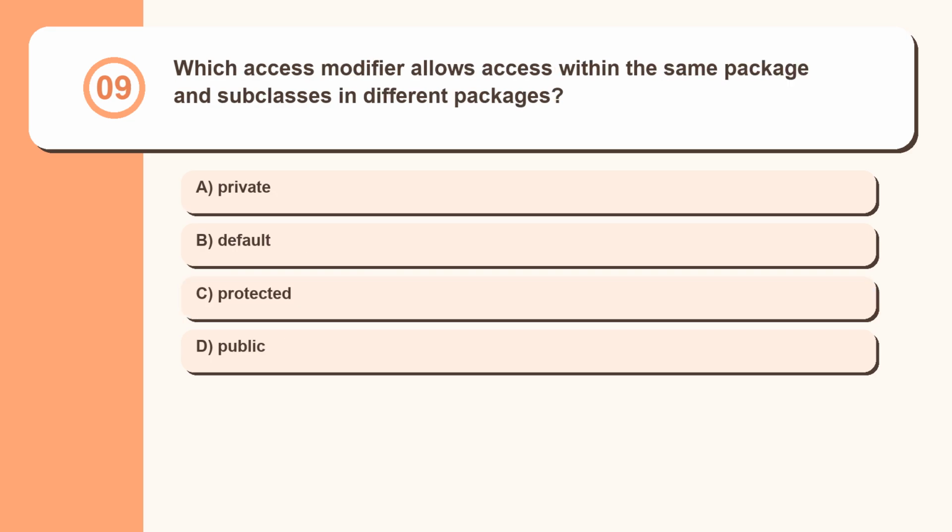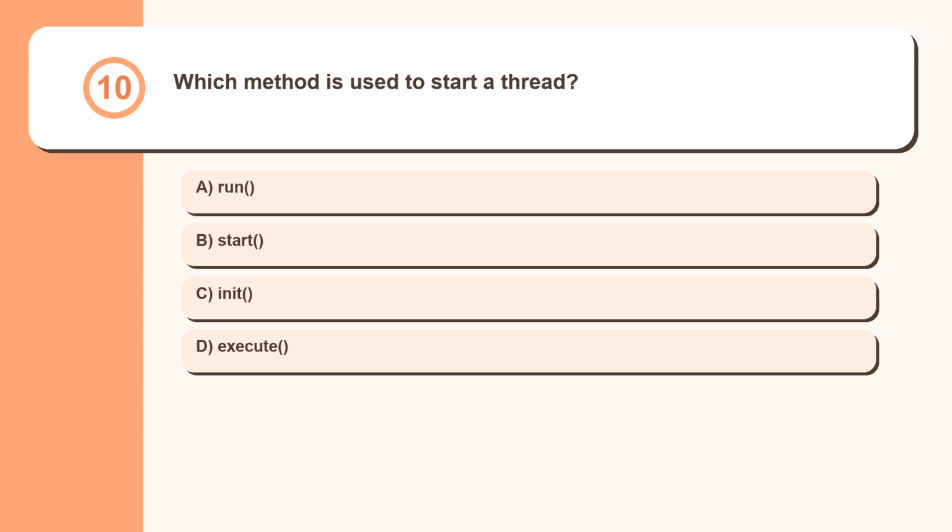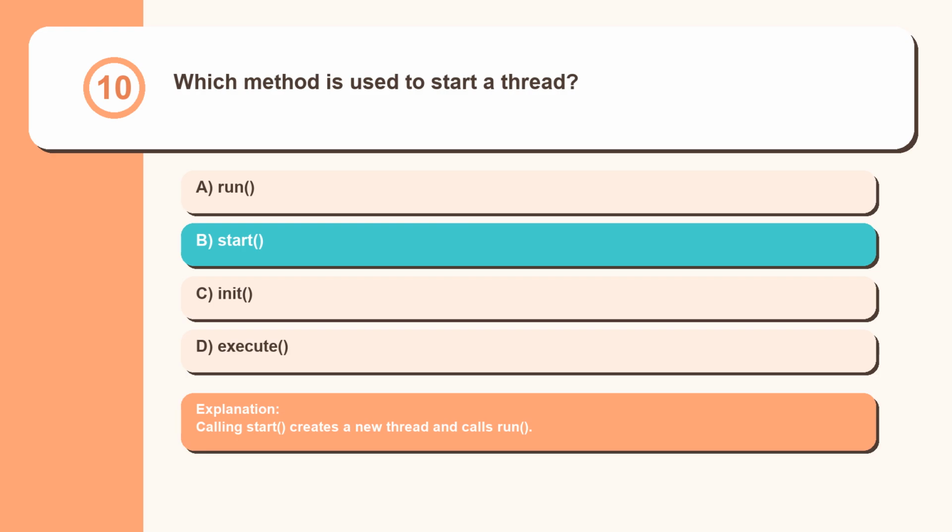Question 9. Which access modifier allows access within the same package and subclasses in different packages? private, default, protected, public. Protected is package-private plus subclasses. Question 10. Which method is used to start a thread? run, start, init, execute. Calling start creates a new thread and calls run.